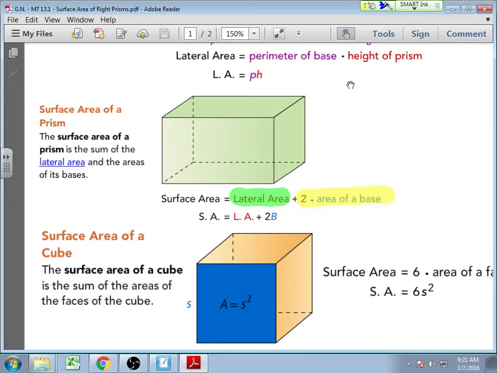Brown, is that a hand or are you stretching? Why would we do 2 times the area of the base? I think I just talked to you, Thomas.